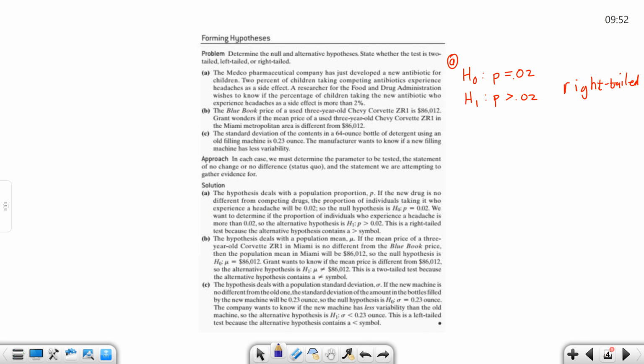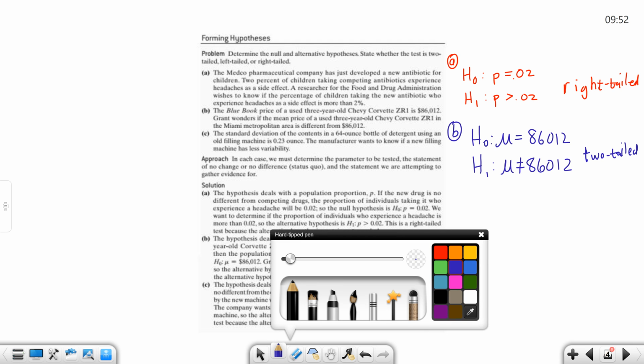The Blue Book price of a used 3-year-old Chevy Corvette ZR1 is $86,012. Grant wonders if the mean price in the Miami metropolitan area is different from $86,012. All right, so B, here H naught is going to be that the mean is $86,012. And H1, the alternative hypothesis, is going to be that mu is not equal to that, because he just says he wants to know, is it different? So this is going to be two-tailed. Why is it two-tailed? Because different means it could be greater or it could be less. It's on one side or it's on the other.